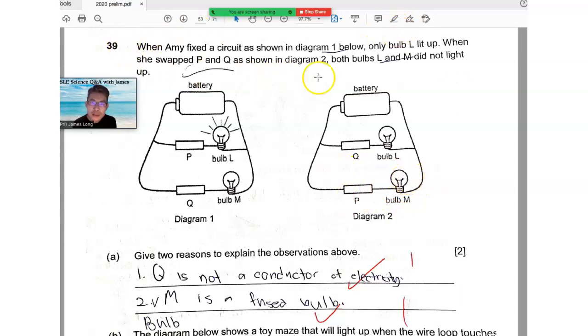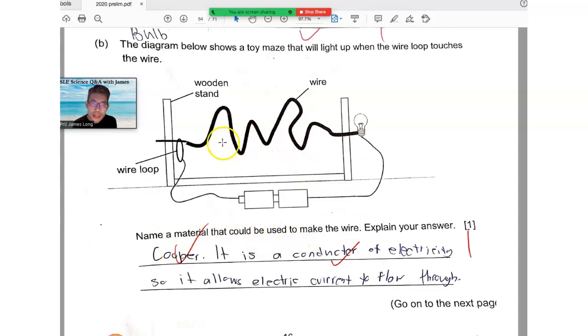And for the question here, notice they didn't say that there's nothing wrong with the bulb. They didn't say all the components are working fine. So these are the two answers to these two reasons. So what is the material that can be used to make the wire? Notice it's to make the wire, not to make the coating. So of course, any metal will do: steel, copper, whatever, right? Why? It is a conductor of electricity. Some of you misread the question and thought it's supposed to be plastic. It's not talking about preventing electrocution. It just says make the wire, not make the covering.